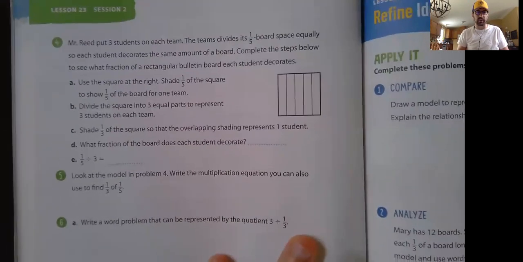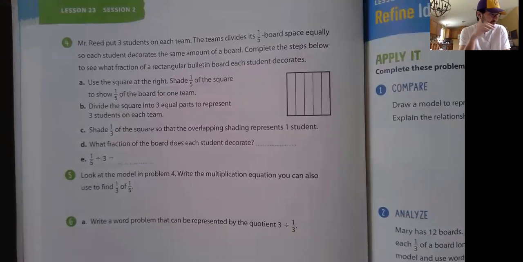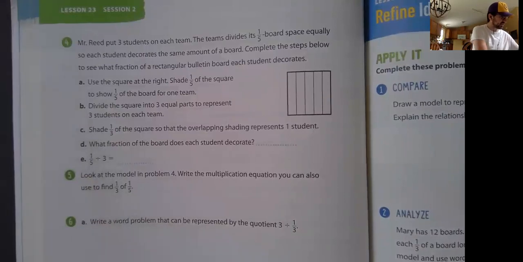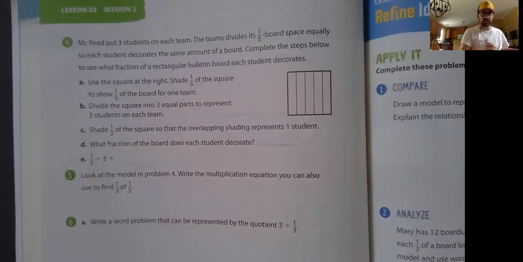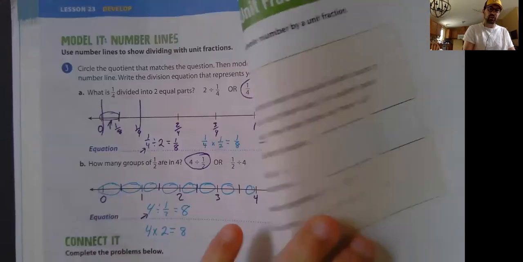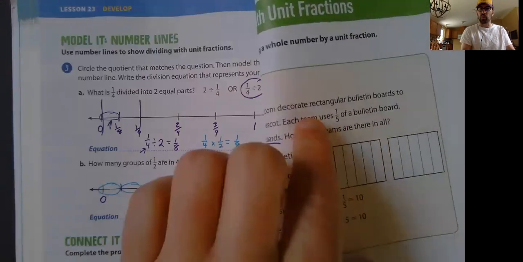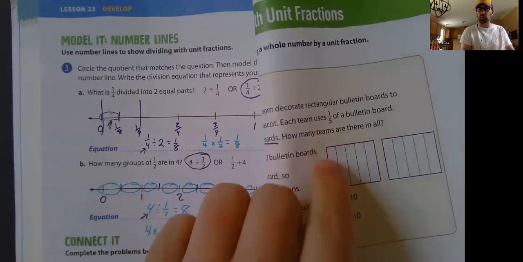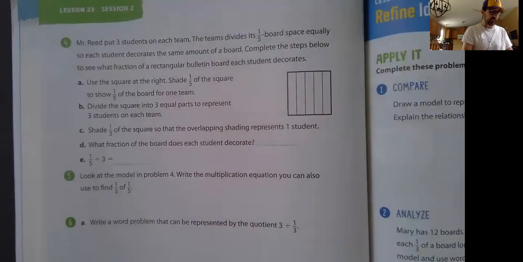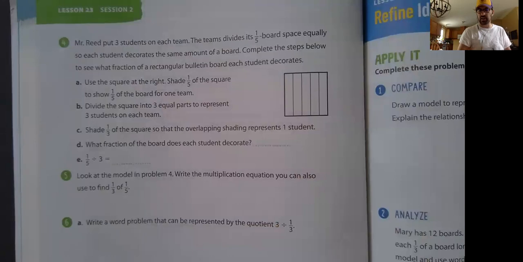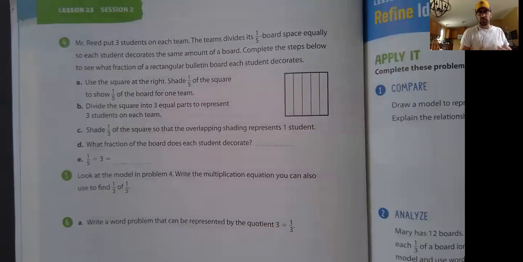Okay. All right, here we go. We're going to go ahead and solve these problems here. Page 466. Let's go ahead and do this. It says, Mr. Reed. So this is in relationship to this problem here where Mr. Reed had bulletin boards for his stuff. 1/5 of a bulletin board, so one section of it was for one team. Okay, so this is one bulletin board, so there's 5 teams being represented here. If you remember what I was saying.